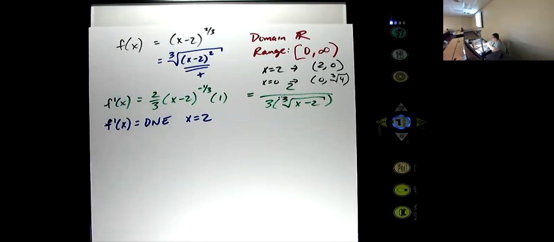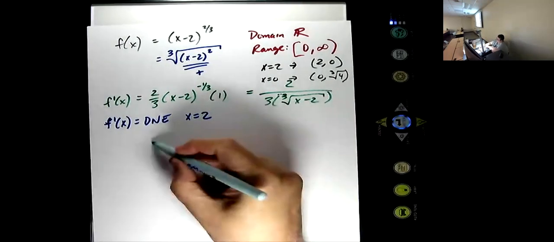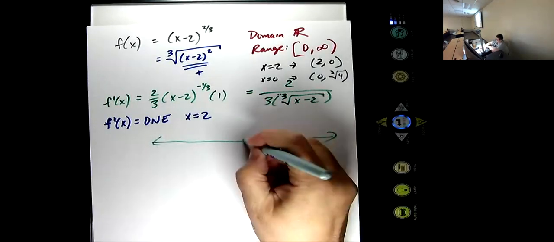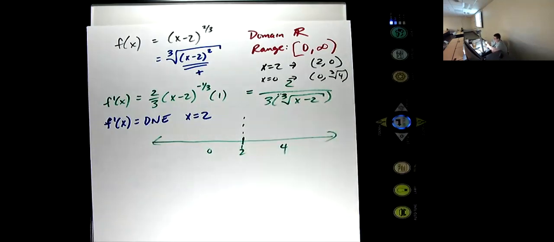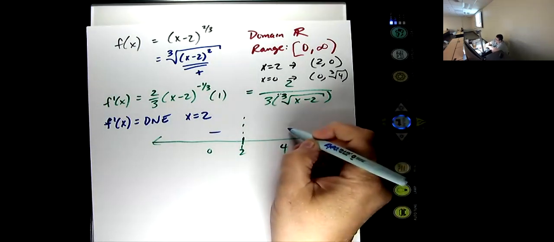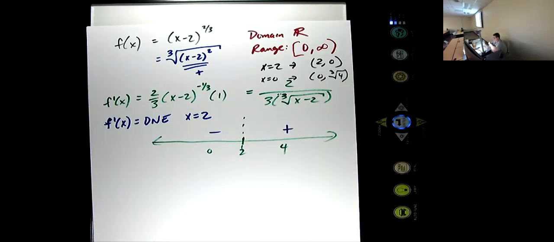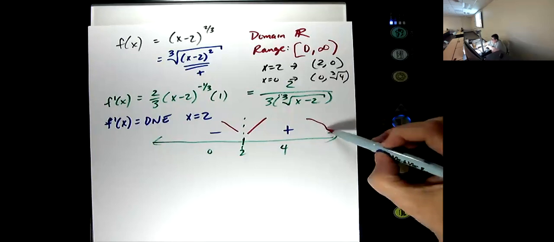So this is one of those cases that we were just talking about. We're either going to have a vertical tangent line in some way, shape, or form. Let's do a sign chart to figure out what it is. I got 0 on the left, 4 on the right. If I stick in 0, I get the cube root of a negative 2. If I stick in 4, I get the cube root of positive 2. So it's looking like that, which is going to mean a cusp.